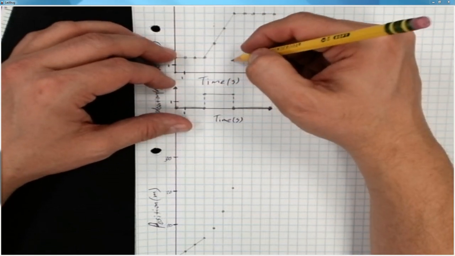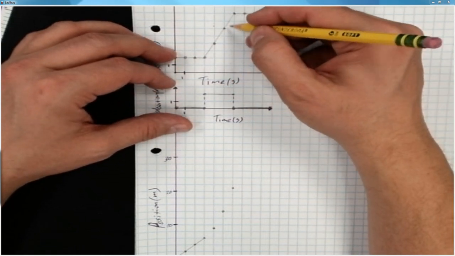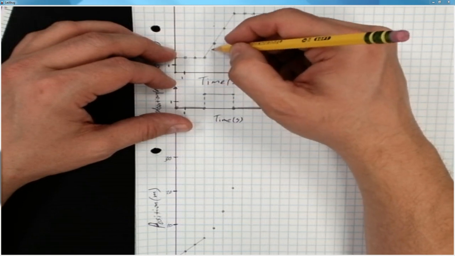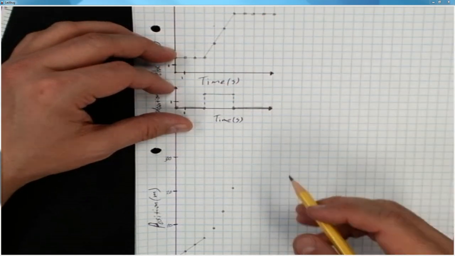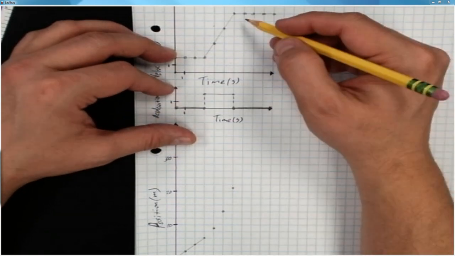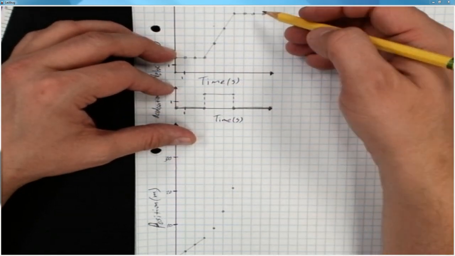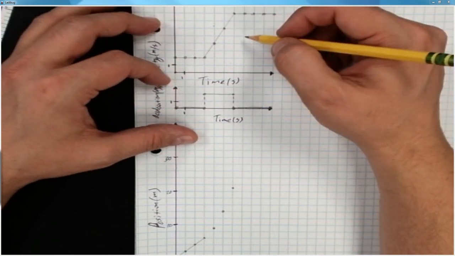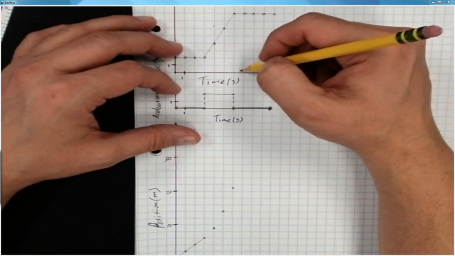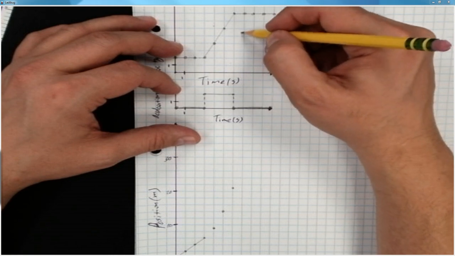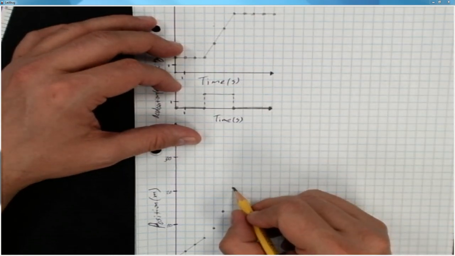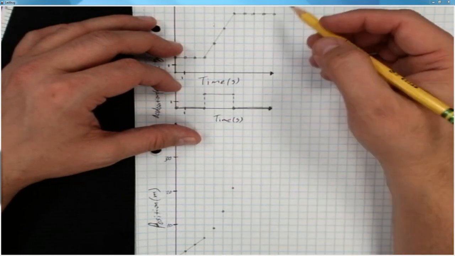So I went 1, 2, 3, 4, 5, 6, 7. So I'm going up by 2 each time. Then here, the rest of the time, I'm going to go at a constant velocity. So I'm going to go the same distance each second. 1, 2, 3, 4, 5, 6, 7, 8. That's 8 each second. So I don't want to have to count them all.